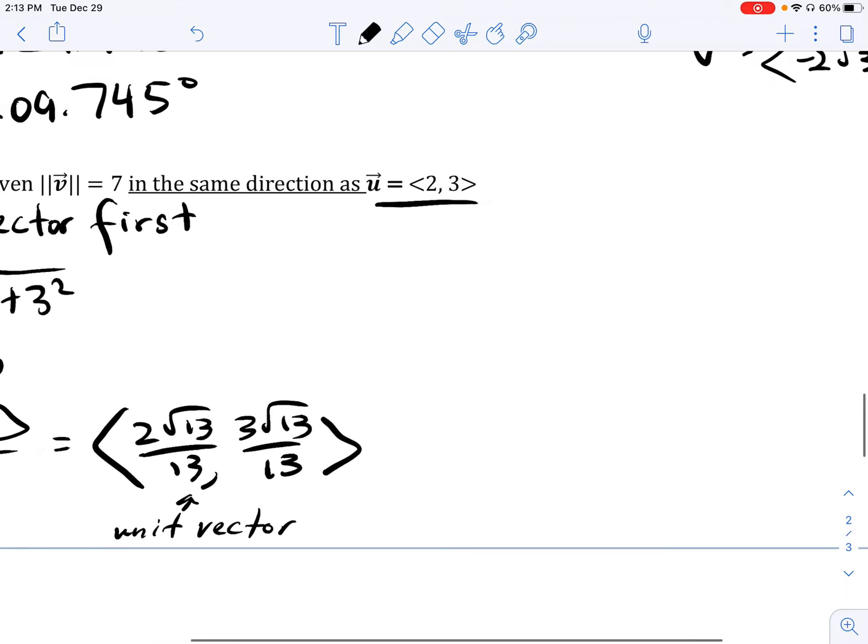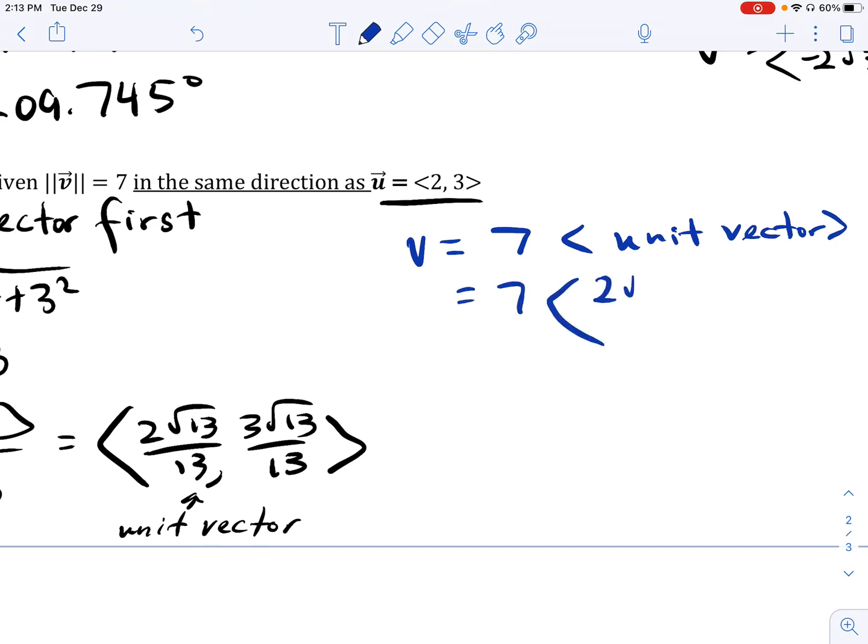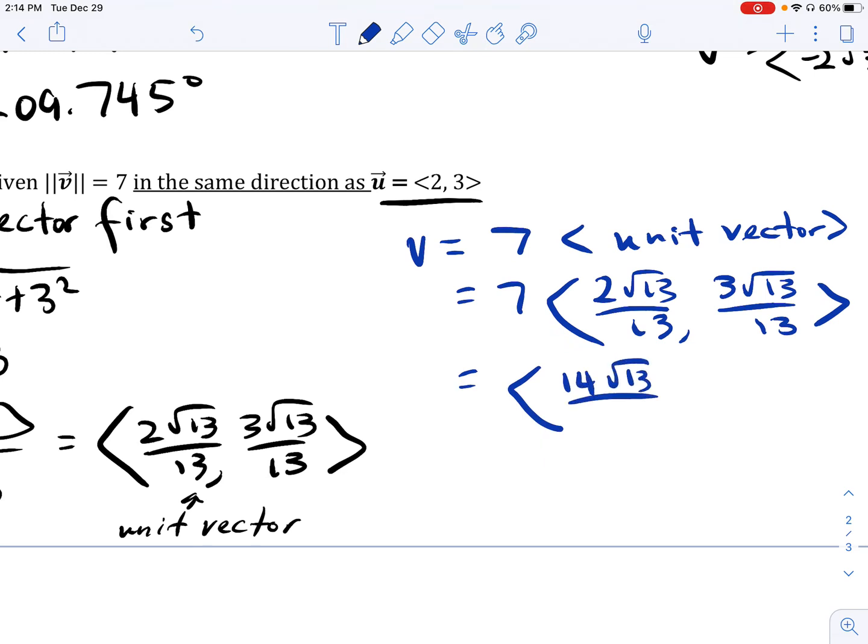So we're going to now say vector v, let me switch to a different color just to indicate that we're finding a different vector. Vector v is going to be 7 times our unit vector, because our unit vector has a magnitude of 1. So 7 times 2 root 13 over 13, 3 root 13 over 13, and this vector v is simply going to be 14 root 13 over 13, and 21 root 13 over 13, okay?